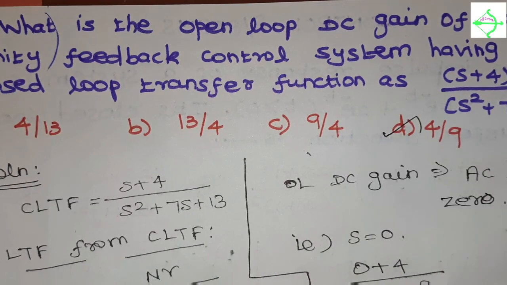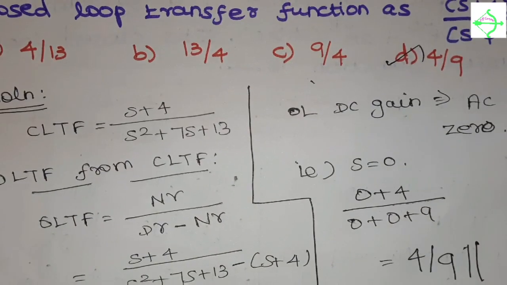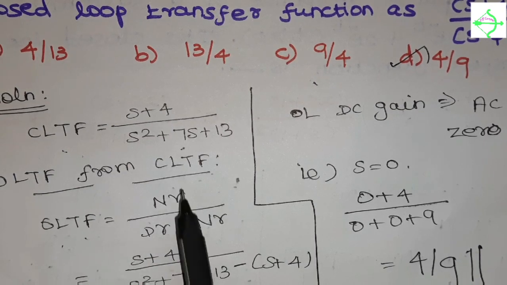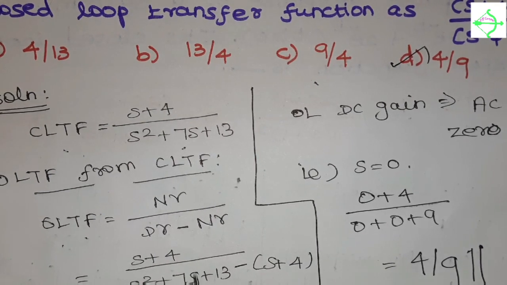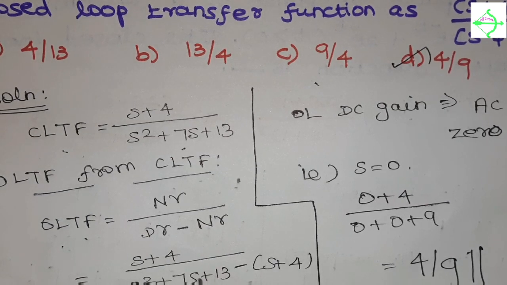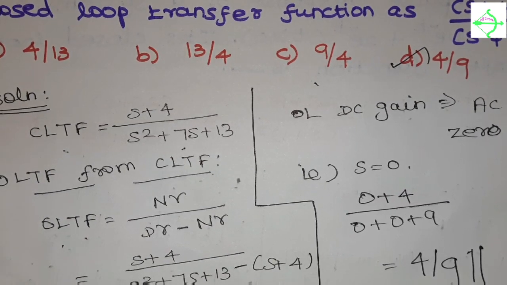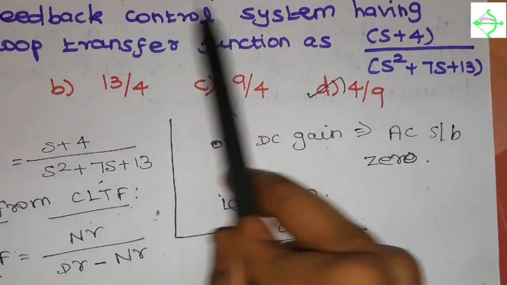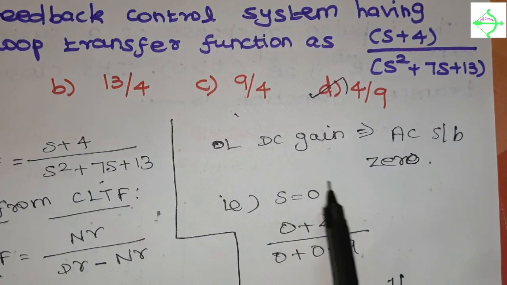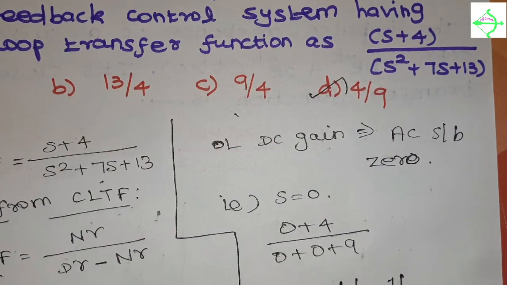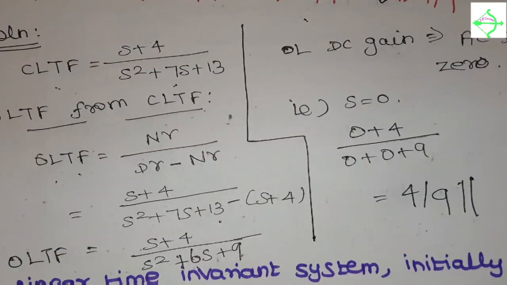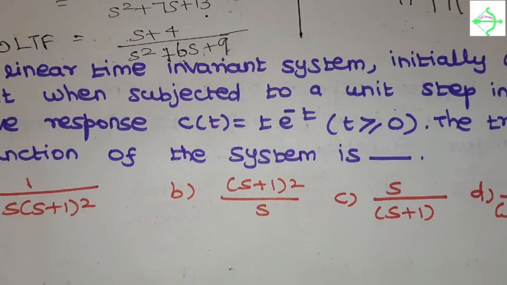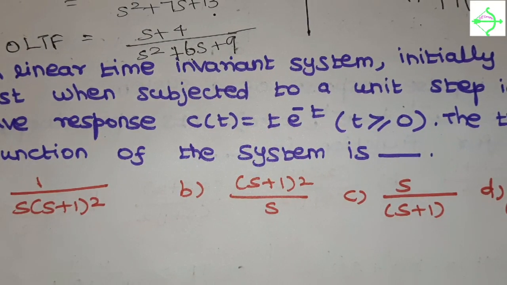Let's quickly recall this question again. Given the closed loop transfer function, we will find the open loop transfer function. From this closed loop transfer function, just subtract the numerator term from the denominator term. We will get one transfer function. We have to find the open loop DC gain. Just substitute s equal to 0 in that equation. We will get 4 by 9. That is the open loop DC gain. Let's move on to the other problem.